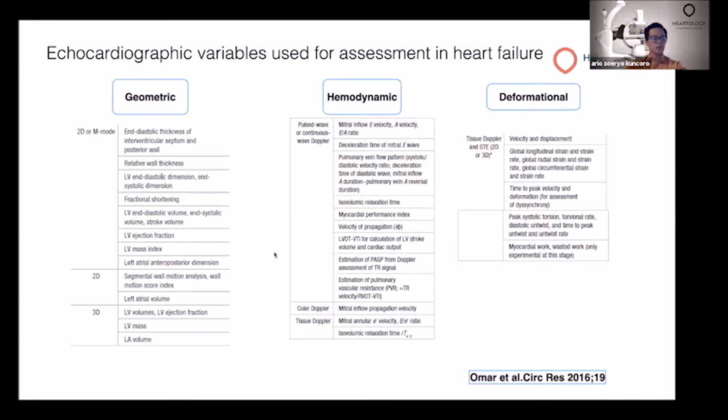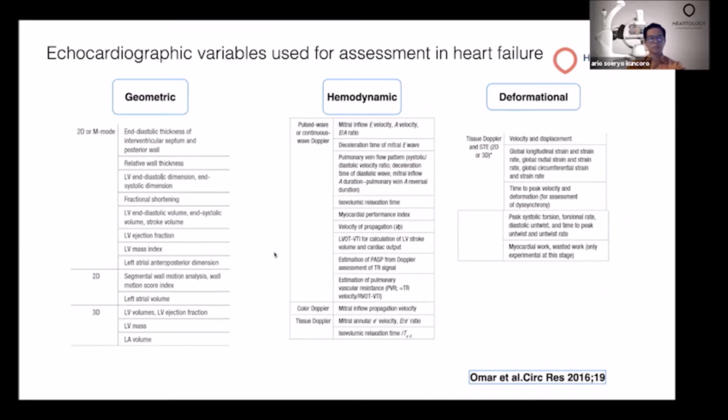Basically, the echo can help the heart failure assessment, which can be comprised of at least 3 parts of assessment: geometric assessment, hemodynamic assessment, and deformational or imaging assessment.